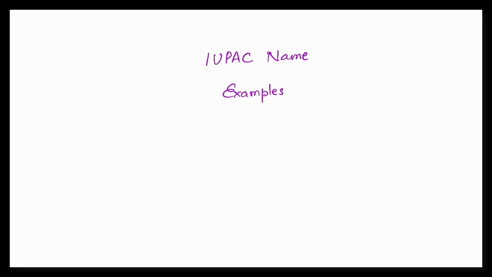Hello everyone, let's do some more IUPAC nomenclature problems today. Today we are going to look at different types of structures: cyclic compounds, compounds with multiple cycles, compounds with multiple functional groups, and unsaturation. So a mixture of problems will be there for us to solve today. Without wasting any further time, let's get started with the first problem.